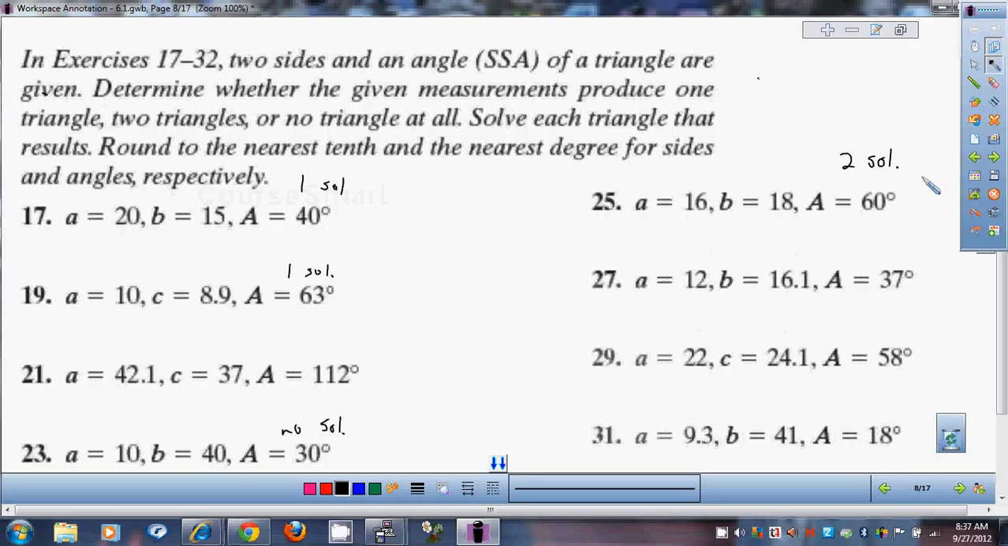If the side opposite our angle is not the bigger side, you have to do that B sine A test. You won't know that it's no solution until you do the B sine A test. Like here, this one was smaller. I did the B sine A test, and we found that this was smaller than B sine A, which made it no solution. That's when you know it's no solution.